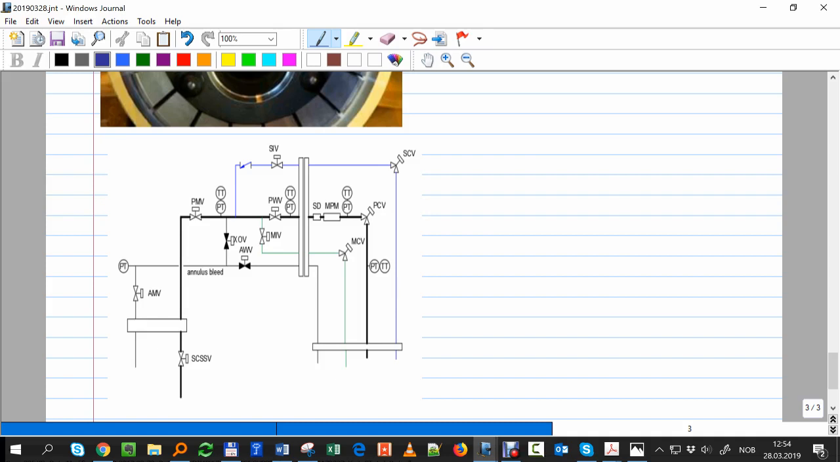Sand detector, NPM, as you should know, I guess. Multi-phase flow meter, PT, pressure transducer, TT, temperature transducer, PCV, production choke valve. And here we have the annular, okay?